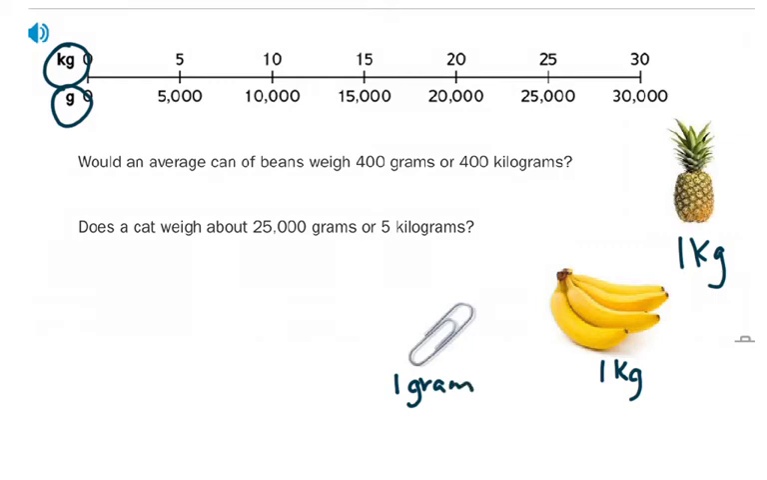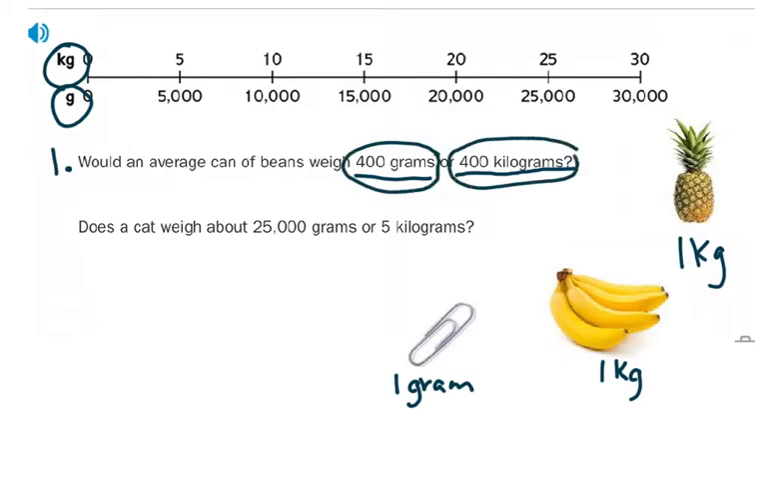So just to keep that in mind, if you would take a can of beans, let's say green beans, do you think they would weigh 400 grams or 400 kilograms? So go ahead and write down either 400 grams, g, or 400 kilograms, kg. And number 2, does a cat weigh about 2,500 grams or 5 kilograms? Give that just a minute and go ahead and write it down. Pause the video as needed.